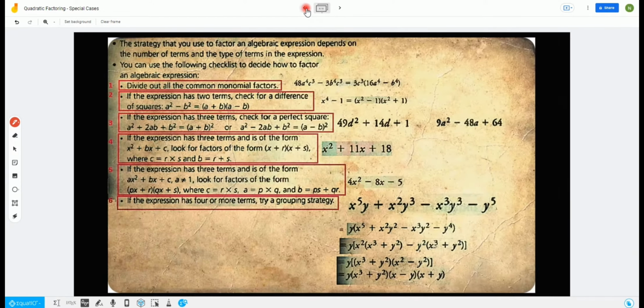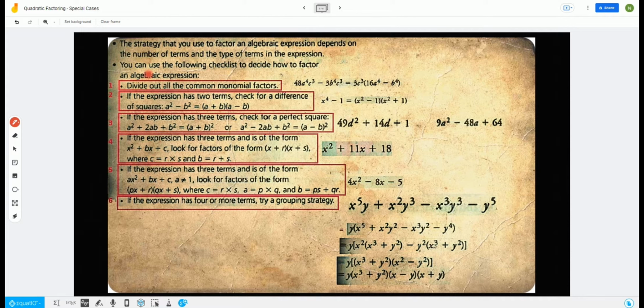Okay, so next let's summarize the last 2 videos, because in the last 2 videos we talked about x squared plus bx plus c, how to factor this expression if a equals 1, and ax squared plus bx plus c if a does not equal 1, right? So we just summarize the last 2 videos plus this video.